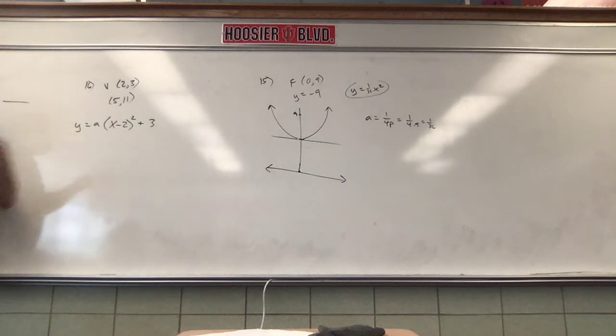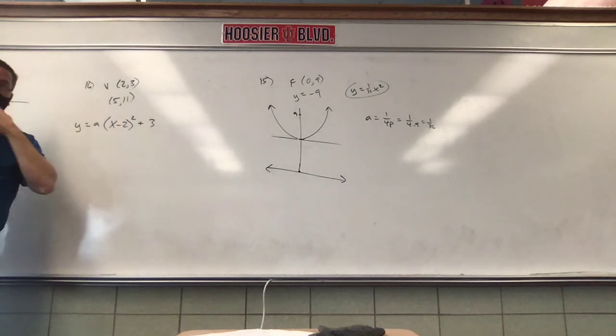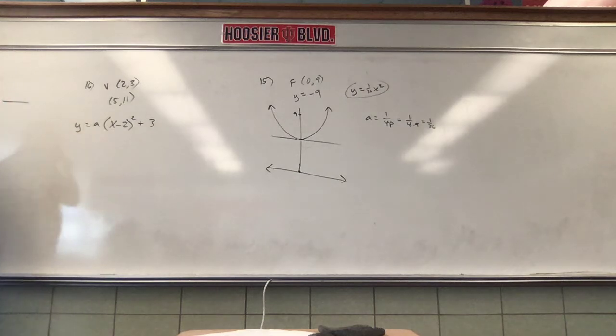It's always opposite, same. For vertex form, it's opposite, same. Now, we're going to deal with this in a couple minutes. When it's intercept form, it's not opposite, same. It's opposite, opposite. Okay, you got to have that memorized. So how are we going to find out what a is? What haven't we used yet?